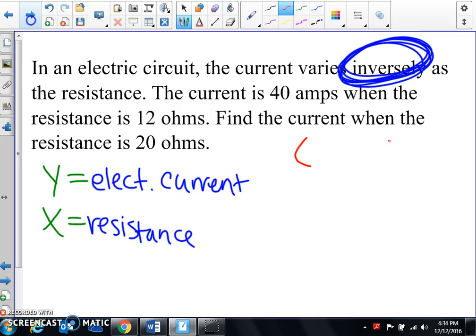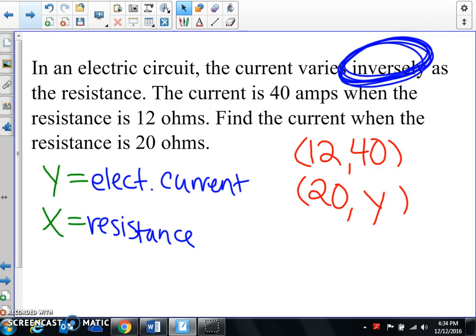Let's go ahead and set up our two ordered pairs. The first thing says the current is 40 amps. So the current is Y. So I need to go to Y. And then the resistance is 12. Find the current, so we don't know what the current is, when the resistance is 20. So resistance is X.